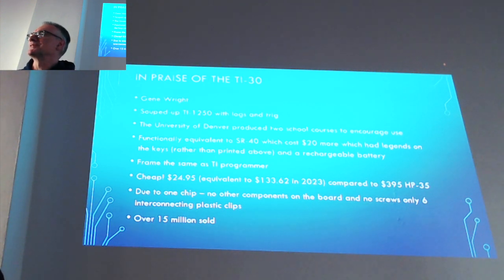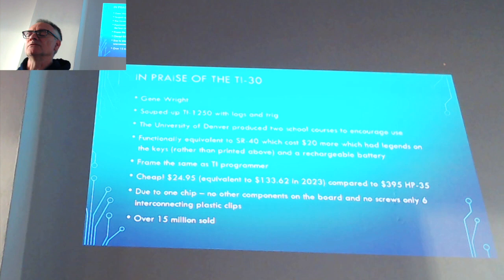He likes to wind people up, doesn't he? So for those who don't know, it's basically a TI 1250 with logs and trig. So a number of notable things about this. The University of Denver produced 2 school courses to encourage use. It was functionally equivalent to the SR40. The SR40 cost $20 more and had the function legends on the keys, whereas the TI-30 had them printed above the keys to make it cheaper to make, so it didn't have to have a more expensive production.